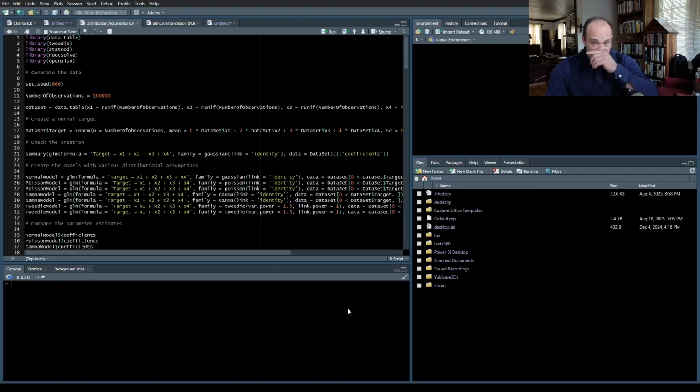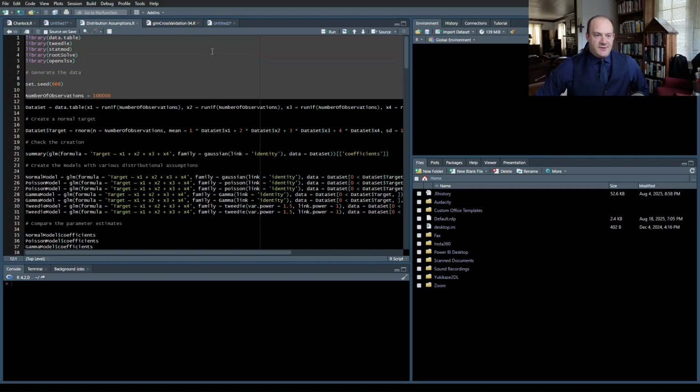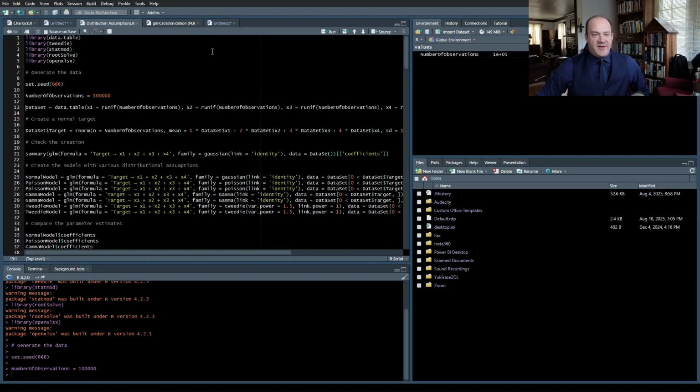So here we go. We will go to our good friend, Mr. RStudio. Okay. So now we examine the consequences of our vast ignorance. Load these guys up. We're going to generate a bunch of observations. And here's what we're going to do. We are going to look at normal random variables, Poisson, Gamma, Bernoulli, and Tweedie, and we're going to see what happens when we get it wrong.